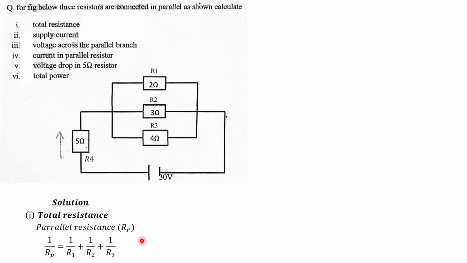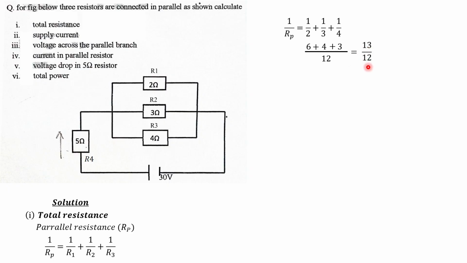Okay, and we use the formula 1 over Rp equals 1 over R1 plus 1 over R2 plus 1 over R3. So 1 over Rp equals 1 over 2 plus 1 over 3 plus 1 over 4. So we are going to simplify the right hand side by adding 1 over 2 plus 1 over 3 plus 1 over 4. And we do that by finding the LCM, which is 12. So 2 goes into 12 6 times, 6 multiplies 1 to be 6. Plus 3 goes into 12 4 times, so 4 multiplies 1 to be 4. Plus 4 goes into 12 3 times, 3 multiplies 1 to be 3.